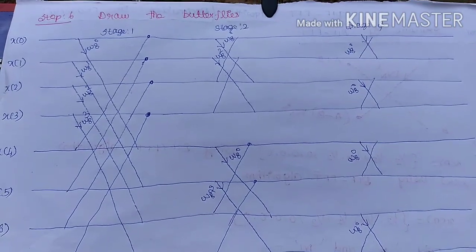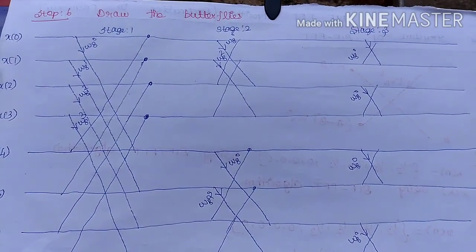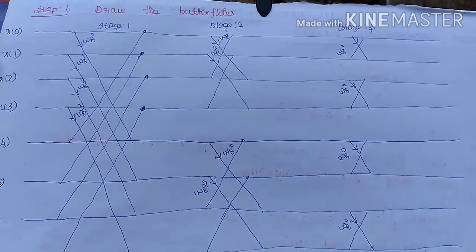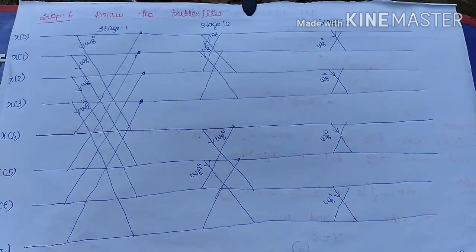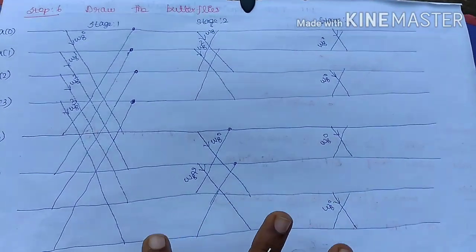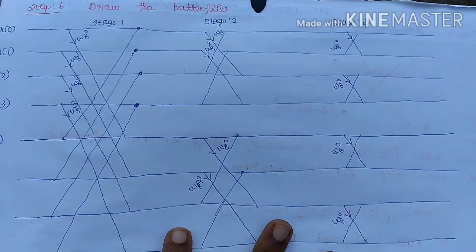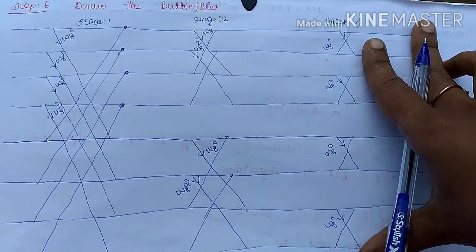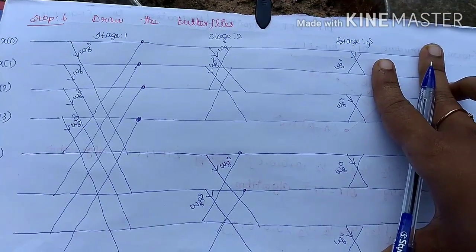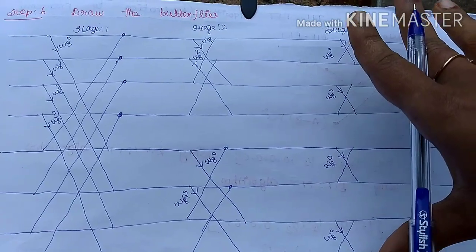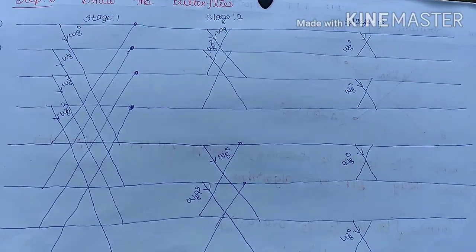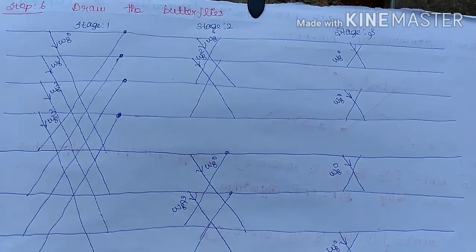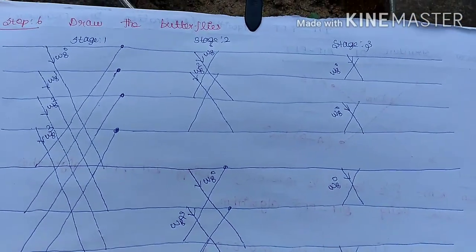So this is our step number 6, the final step. Step number 6 is to draw the butterfly. Okay, so this is the general diagram of the DIF normal butterfly. For this problem the number of stages is 3, right? So this is stage number 1, this is stage number 2 and this one is stage number 3. When compared to DIT, stage number 3 of DIF is stage number 1 in DIT, right? So the reverse process of DIT is called DIF.